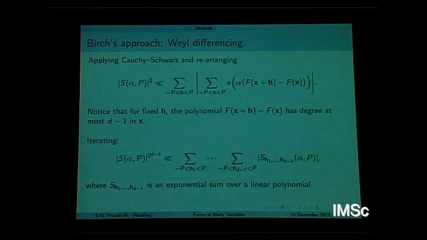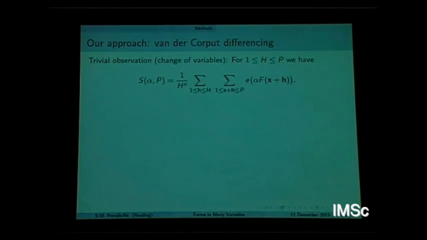So if you do it d minus 1 times, you're eventually relating your degree d exponential sum to an average of linear exponential sums. And we know how to bound linear exponential sums. It's easy enough. So that gives you Weyl's inequality in this context, and that's what Birch uses. So what do we do? Another amazingly useful thing is van der Corput differencing in harmonic analysis and number theory, and it's a generalization of Weyl differencing. It starts from a tautology, and maybe that's why it's so useful.